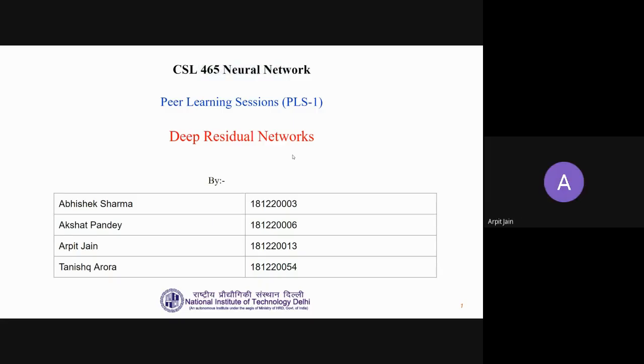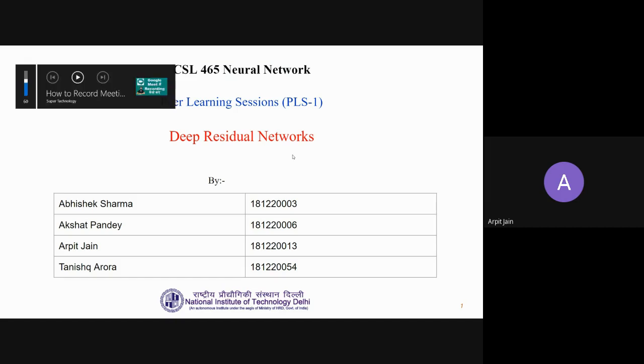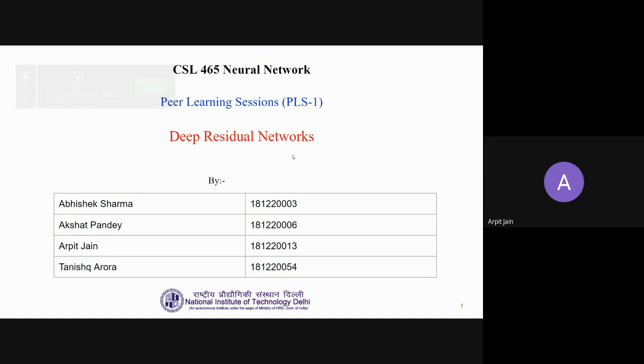We are here from NIT Delhi to present our topic Deep Residual Networks. Arpit Jain, with my friends, are going to present our ideas.